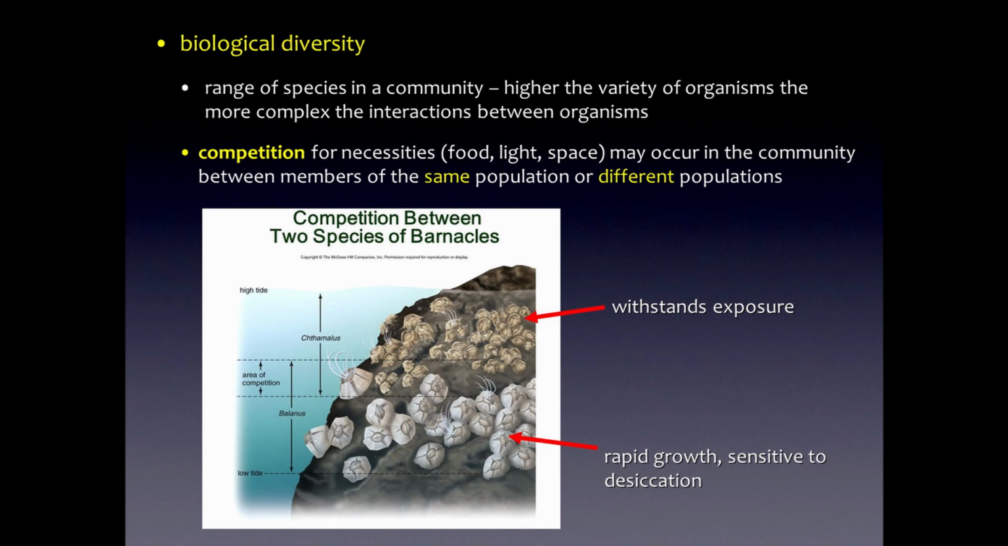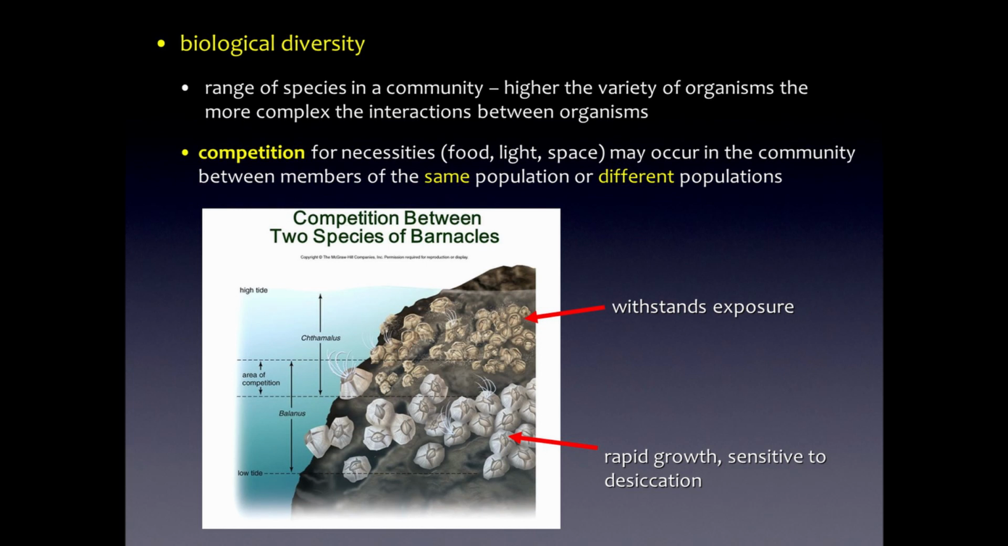On the bottom part, we have the Balanus. These guys can grow very large or rapidly, but they're sensitive to desiccation. So as the tide goes out, if it gets really low, maybe a low spring tide, these have the potential to dry out and end up dying. They're very sensitive to drying out.